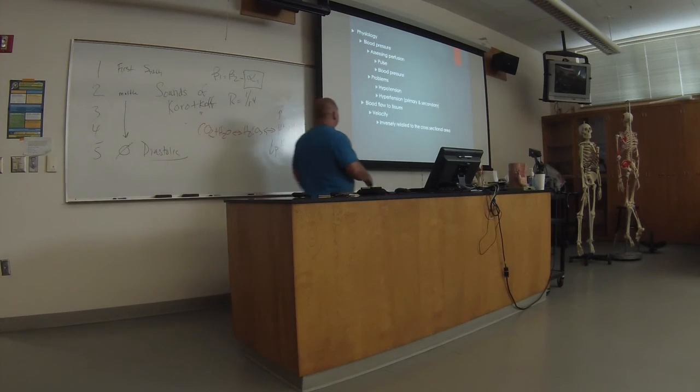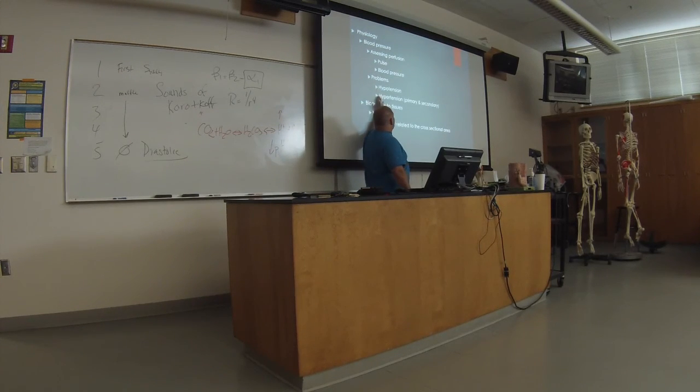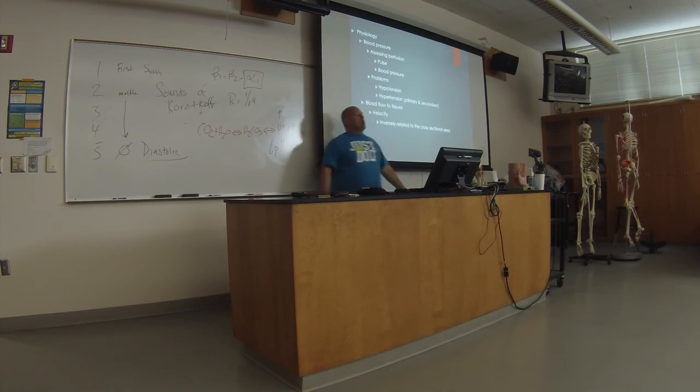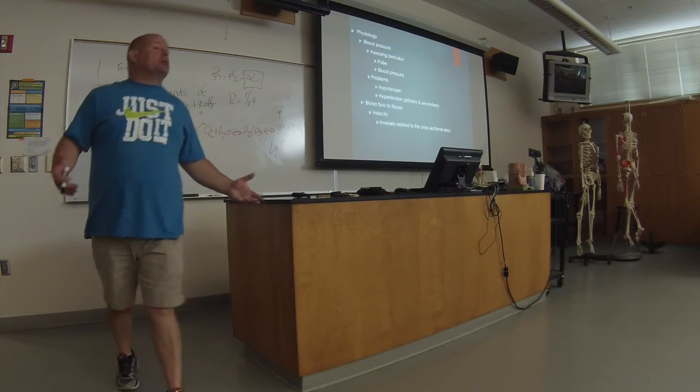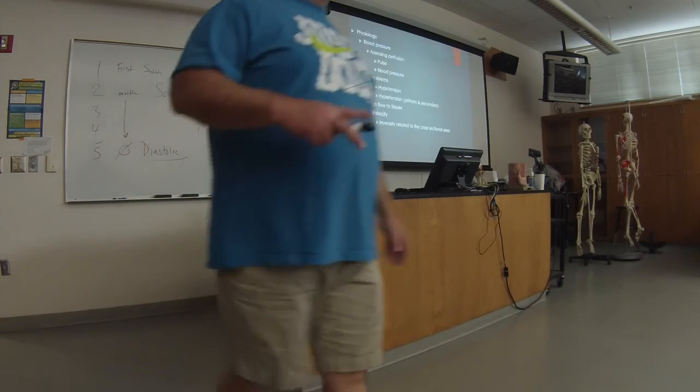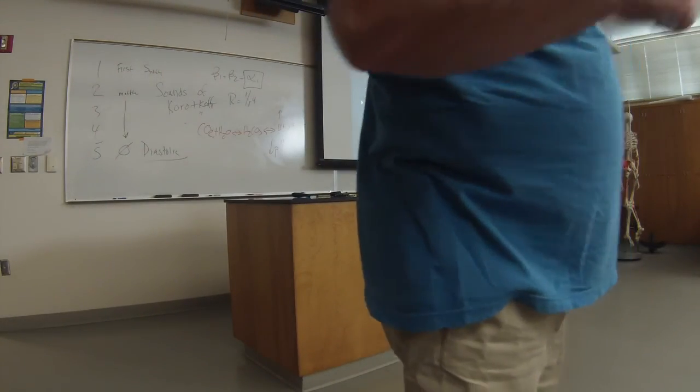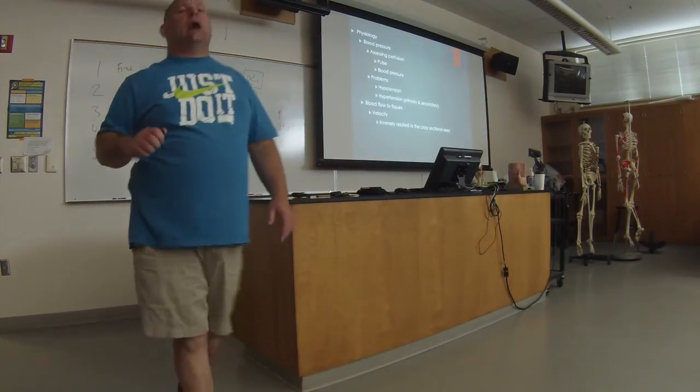So a couple last things, then we'll be done for today. Terms I want you to use: hypotension. Hypo means low. Tension has to do with pressure. So this is essentially a low blood pressure. Low blood pressure is considered 90 millimeters of mercury for a systolic blood pressure.